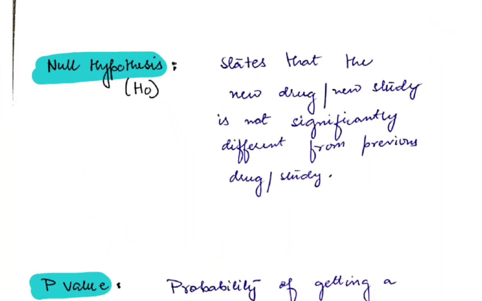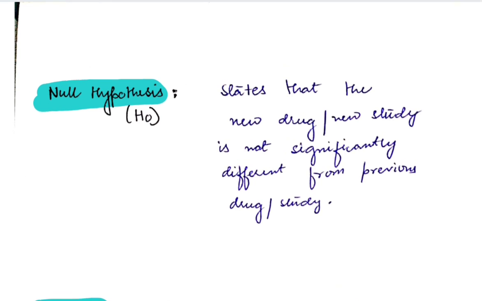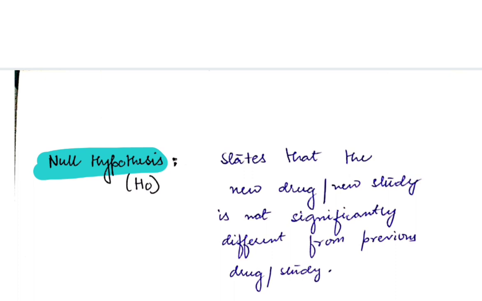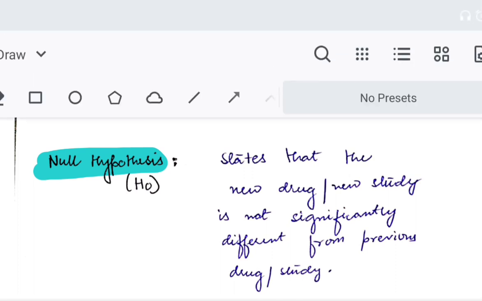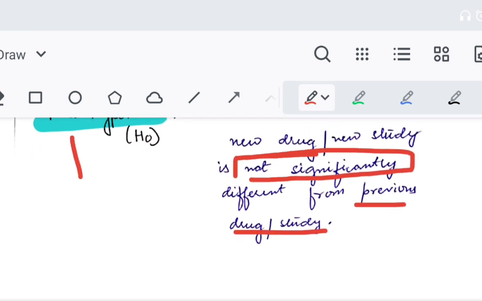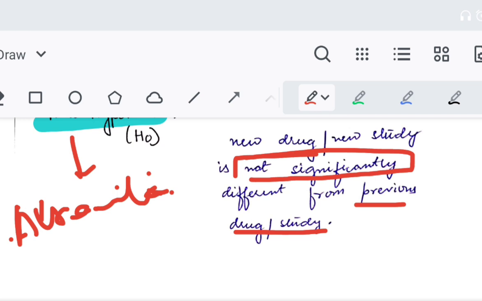So today's topic is statistical errors. To learn that concept, first we need to know two other concepts, that is of null hypothesis and p-value. So null hypothesis states that the new drug or the new study is not significantly different from the previous study. And opposite to the null hypothesis will be alternate hypothesis. Alternate hypothesis says that the new drug or the new study will be significantly different from the previous study.